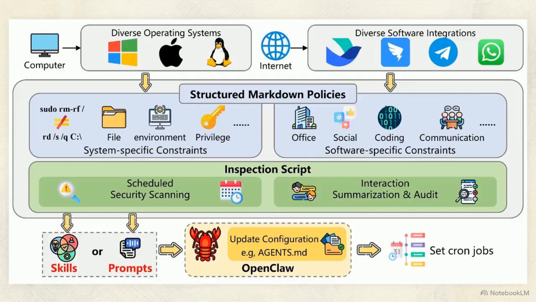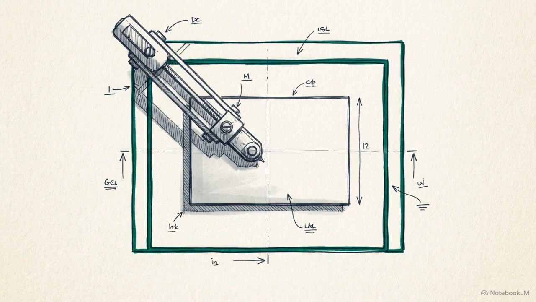We start at the instruction layer. This section illustrates the structured markdown policies used in skill-based protection. These policies inject explicit system-specific and software-specific constraints directly into the agent's context window. These policy documents establish immediate operational perimeters.